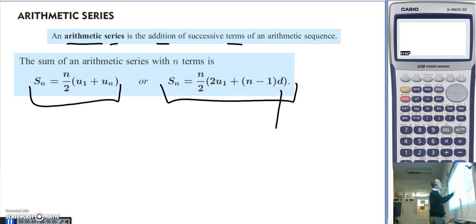You notice that this one includes d, which is the difference, whereas our first formula doesn't. If we know the first and the last term, we can use that. Where, if we don't know what the last term is, but we do know what the difference is, we would then use this one here. So let's look at the two scenarios and how we might use them.